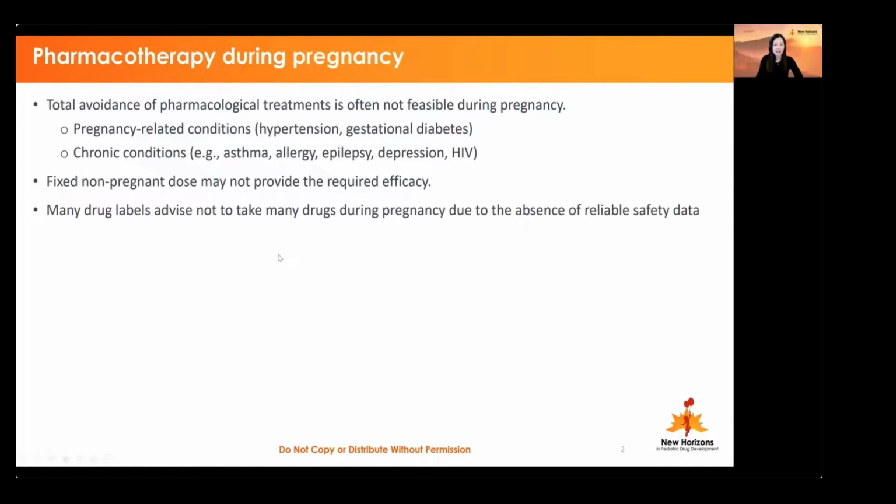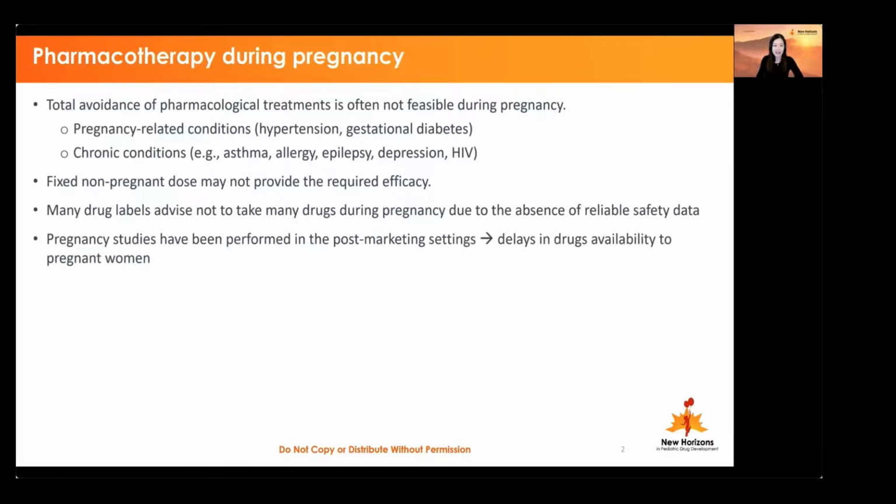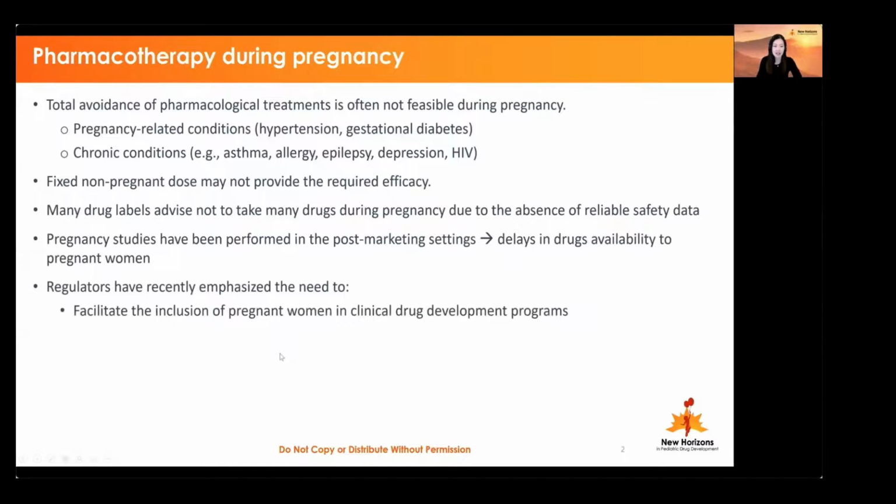And if you look at drug labels, many of the labels advise not to take drugs during pregnancy due to the absence of reliable safety data. And as a result, pregnancy studies are usually performed in the post-marketing settings, which causes delay in drug availability to the pregnant population. And in recent years, regulators have emphasized the need to facilitate the inclusion of this vulnerable population in clinical drug development programs, and also to provide recommendation on continuing treatment during pregnancy.